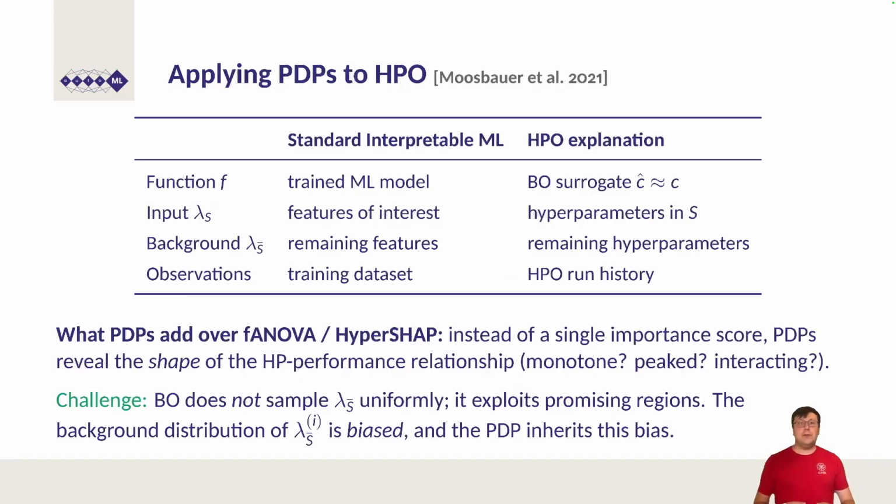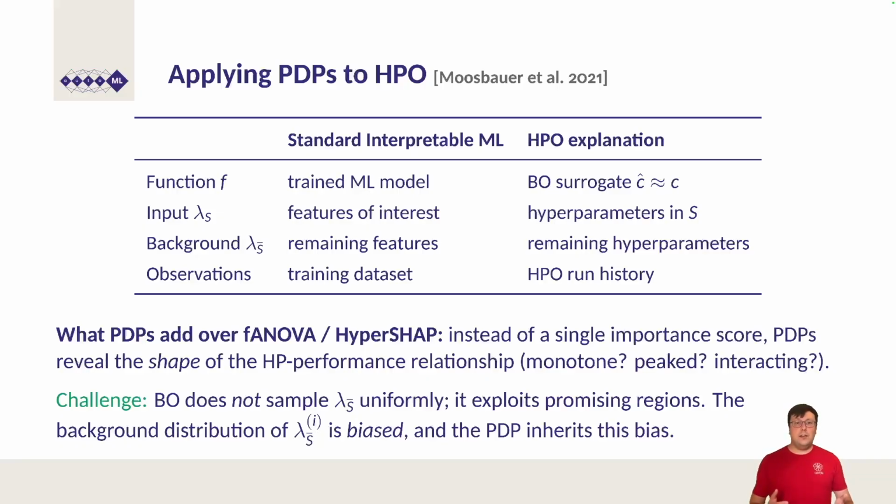Transferring the construction from interpretable machine learning to hyperparameter optimization is a matter of correspondence. The trained model is replaced by the BO surrogate, the features of interest become the hyperparameters being explained, the background features become the remaining hyperparameters, and the training set becomes the hyperparameter optimization run history. What PDPs add over fANOVA or HyperSHAP is the functional form, monotone, peaked, interacting, rather than a scalar.